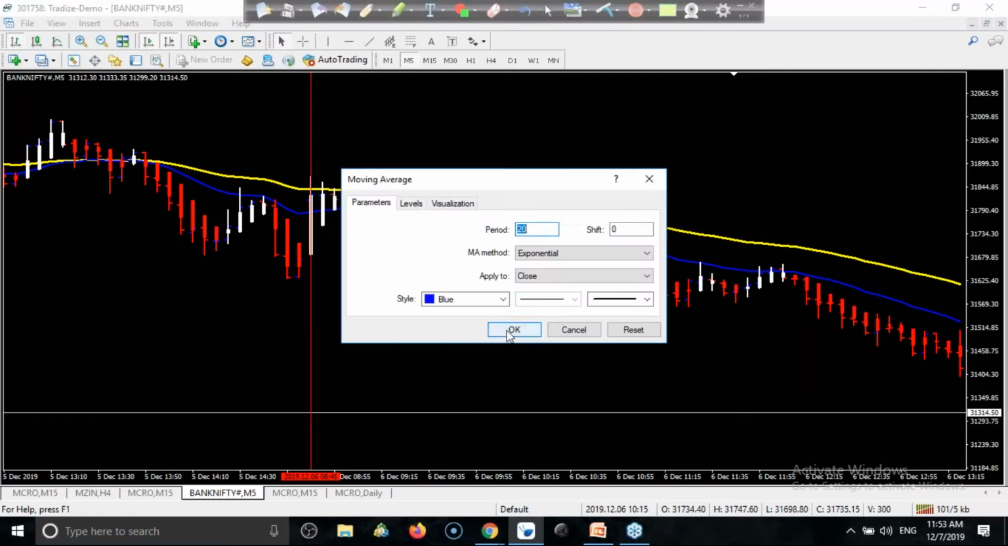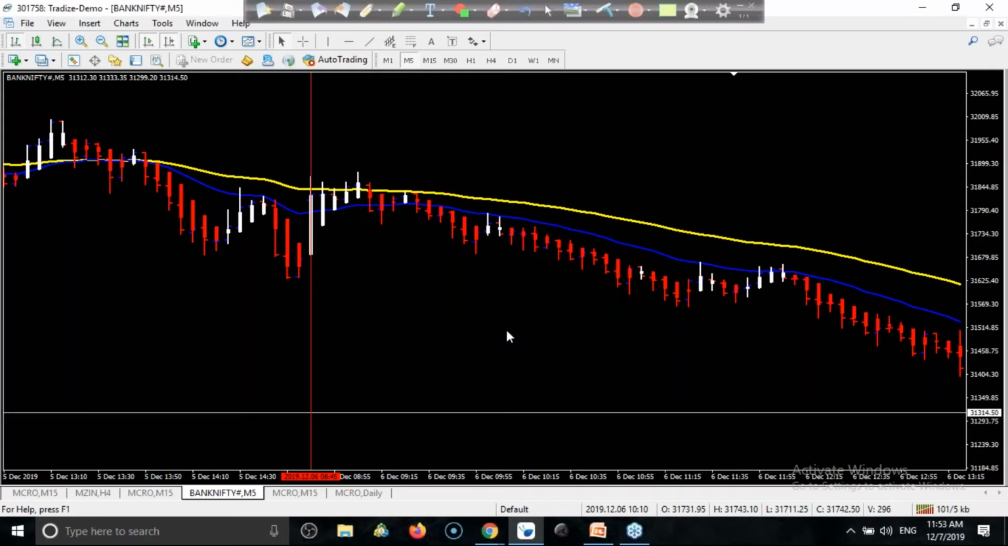So what are we looking for now? In which direction are we ready to go? We are ready to go to the downside. We will take only sell positions. We are not looking for buy.